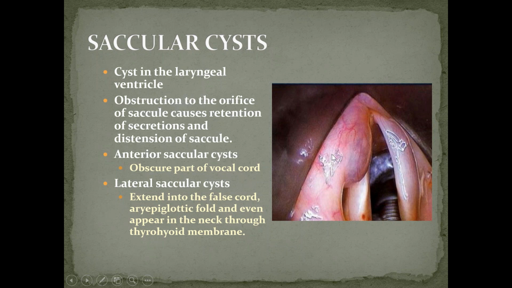The second type of cystic lesion is the saccular cyst. It is seen in the laryngeal ventricle, which is nothing but the space between the false and the true vocal cords. This is the true vocal cord, this is the false vocal cord. Obstruction to the orifice of the saccule causes retention of secretions and distension of the saccule. An anterior saccular cyst will obscure part of the vocal cords. A lateral cyst will extend into the false vocal cords and aryepiglottic folds. They may even appear by piercing the thyrohyoid membrane in the neck.